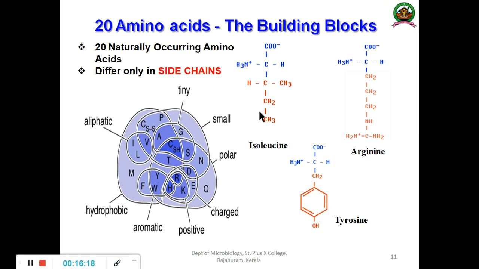And there are 20 amino acids. You know that there are a lot of classification systems for the amino acids. They can be aliphatic, hydrophobic, aromatic, positively charged, polar, charged, and small amino acids. And what is the main thing? As I said, they have a carboxy terminal end at one end and an amino terminal end at the other end. And the major difference is the side chain. Some amino acids have a normal linear side chain, and some, for example tyrosine, have an aromatic ring as the side chain. And the side chain is the main important difference in the case of amino acids.